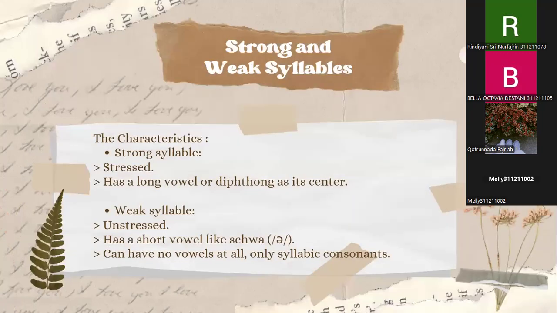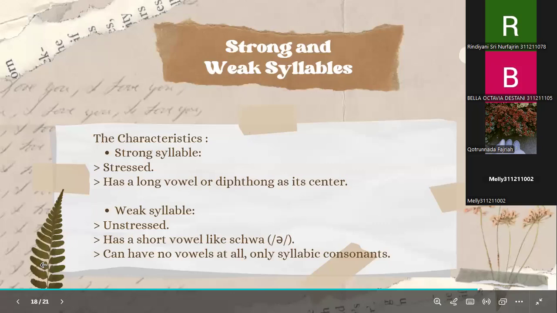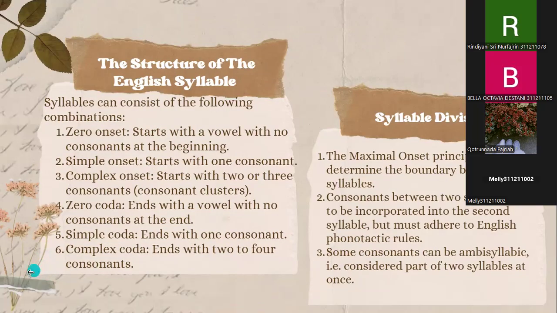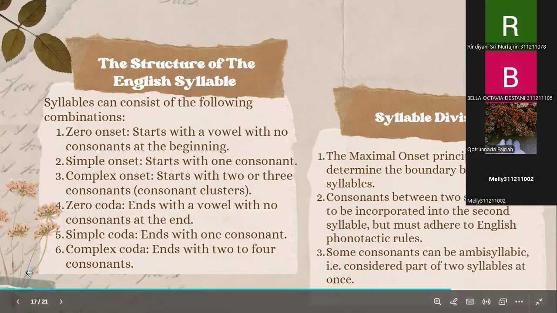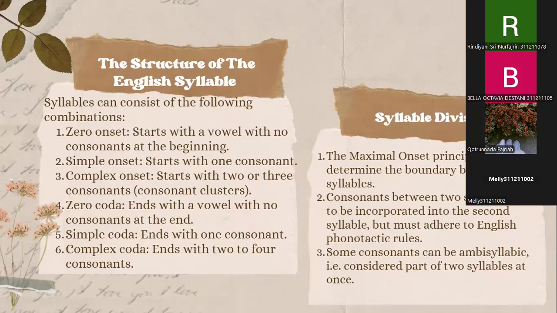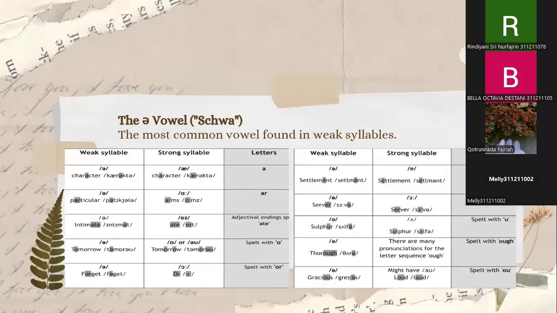Strong and weak syllables. The characteristic: a strong syllable has stress and has a long vowel or diphthong as its center. And weak syllables: the vowel schwa is the most common vowel found in weak syllables, and this is stable, for example.